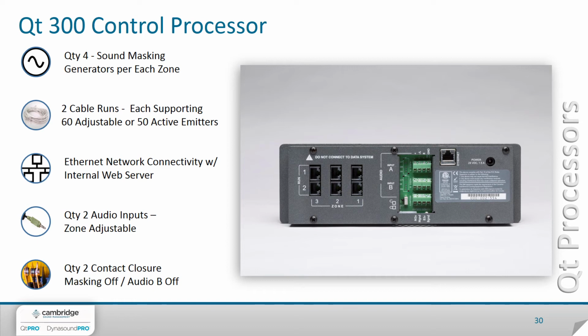The QT300 features 2 separate contact closures to mute the sound masking and the audio input B. Like the QT100, this connectivity is used primarily to disable sound masking, as well as a music source, in the event of an emergency, and when required by local code.